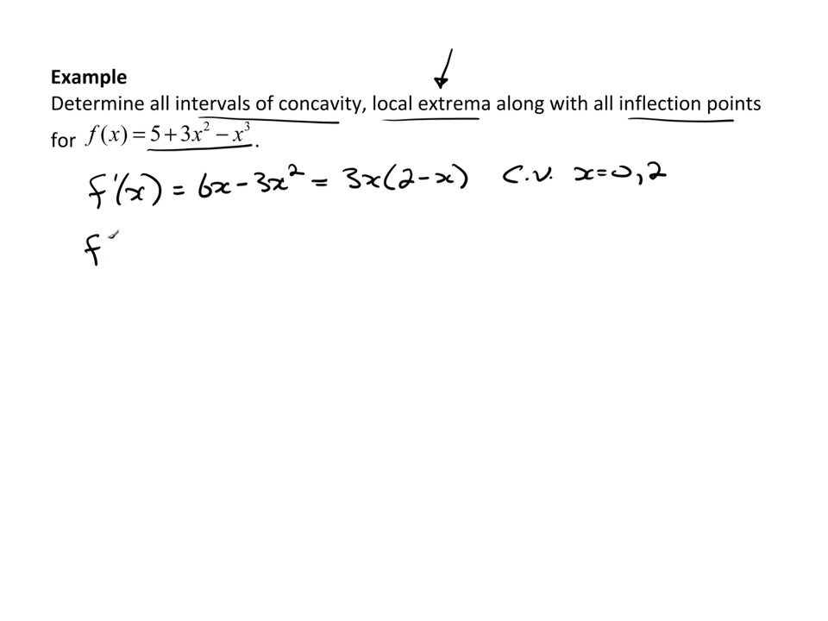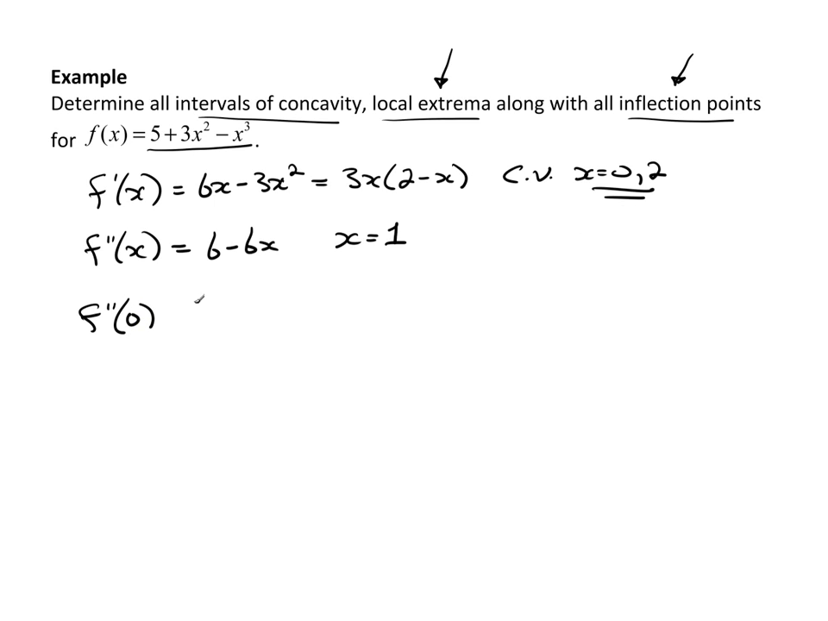Now let's take a look at the second derivative. F double prime of x equals 6 minus 6x. That implies that x equals 1 is a candidate for an inflection point. So what I want to do in terms of determining the concavity, let's take the second derivative, f double prime, and evaluate it at each of these.